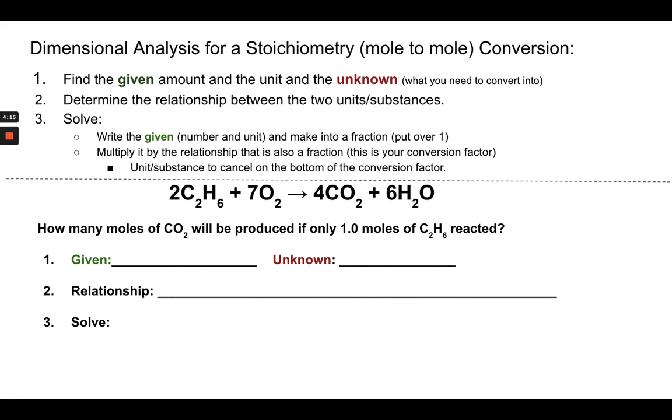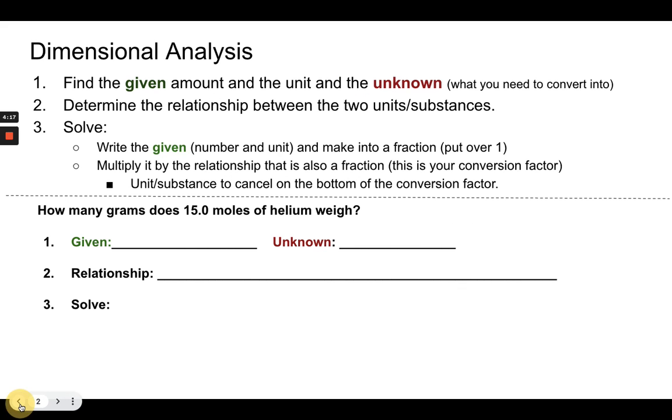Let's think about something for a second. When you were solving the grams to moles problem, you had to look at the periodic table to get the relationship. That periodic table had way more information than you needed to solve this problem. You only needed to know the mass of helium, and so you looked at just the helium block on that periodic table.